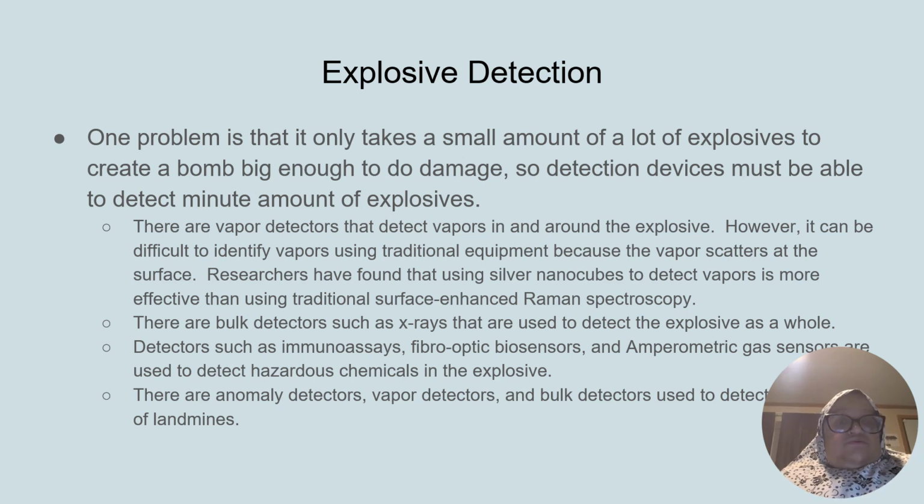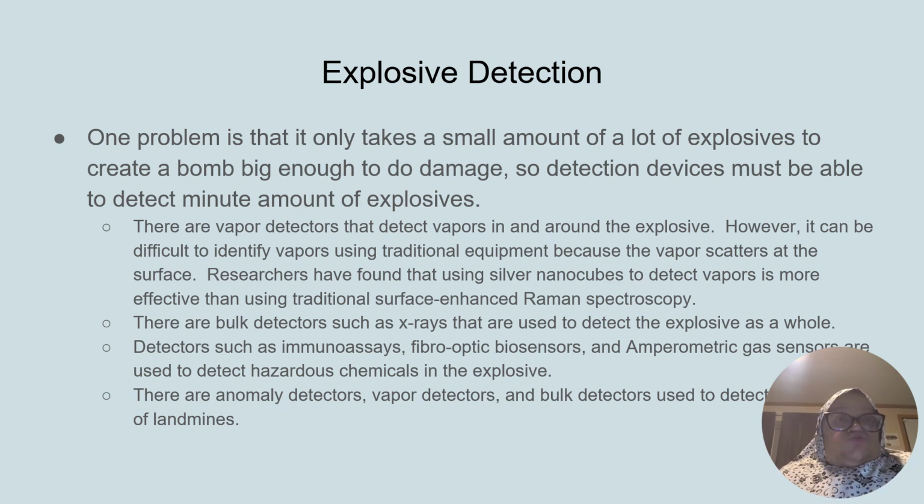There are bulk detectors such as X-rays that are used to detect explosives as a whole. There are also detectors such as immunoassays, fiber optic biosensors, and amperometric gas sensors that are used to detect hazardous chemicals that are found in an explosive.